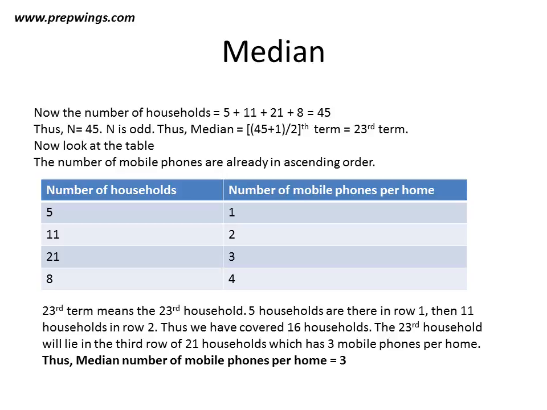Now from the 17th term there will be 21 terms having 3. So the 23rd term will be 3 because the 17th term is 3, 18th is 3, 19th is 3, 20th is 3, 21st is 3, 22nd is 3, 23rd is also 3, 24th will also be 3, and so on till 21 terms. At the end there will be 8 terms with 4. So the 23rd term in the set is 3, which is the median. Thus the median number of mobile phones per home will be equal to 3.